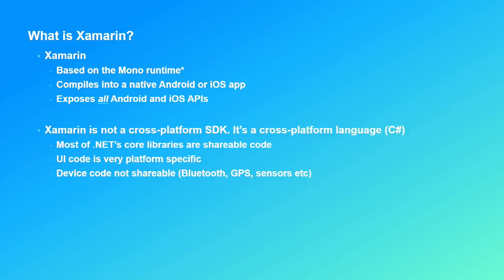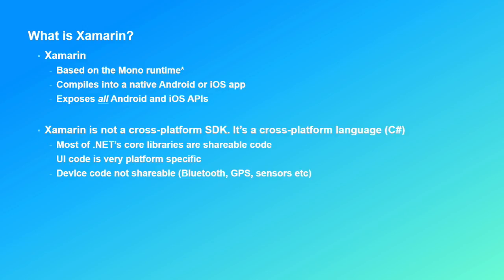So for instance, something like Bluetooth is a good example. Bluetooth is very different in each platform. If you want to use Bluetooth, you can't use a common API for that. You have to write it for each. I do actually believe there might be some libraries out there, usually available on NuGet, that try to abstract that away from you.